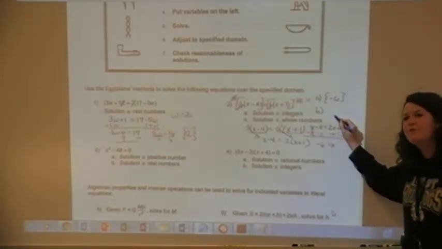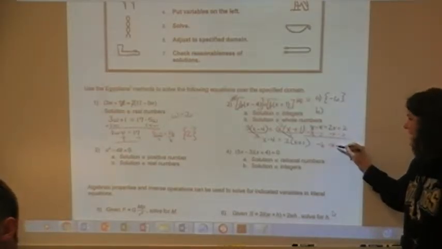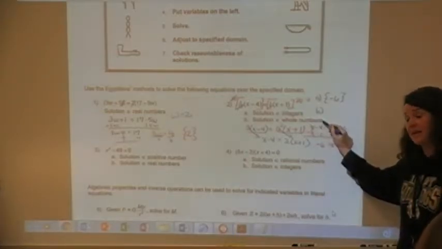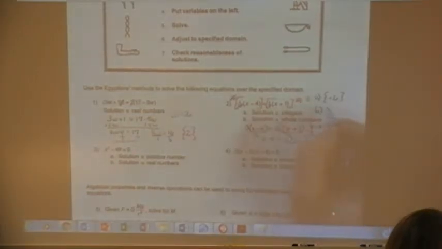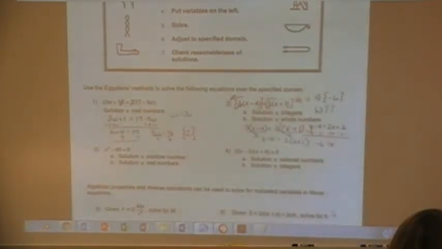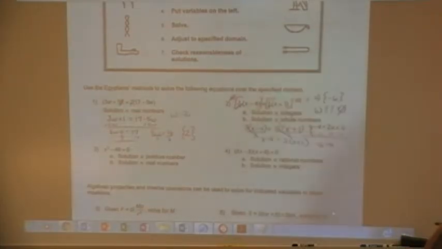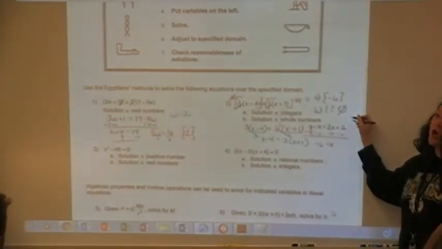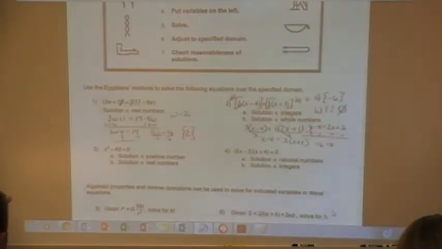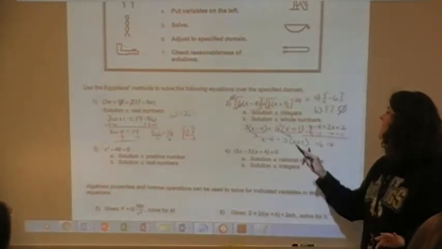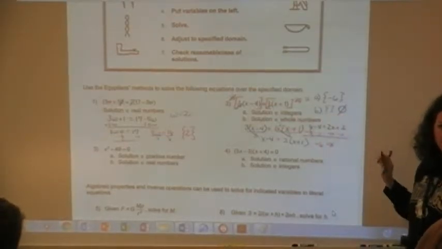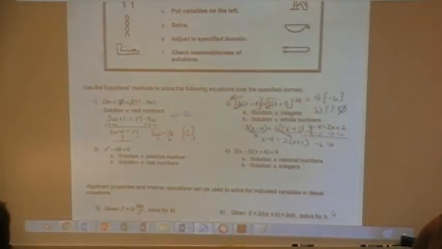No. So what do I put for my solution set for B, because it's not a whole number? Anybody know what you put? Absolutely. You could put either the empty set, which would just be squiggly brackets with nothing in between, or you can put the 0 with the slash across it. That means there is no solution to this equation that fits this domain. Now, there's a solution. It's negative 6. But there's not a solution that fits this domain. That's what it means by applying to a specified domain. Everybody good? Okay.